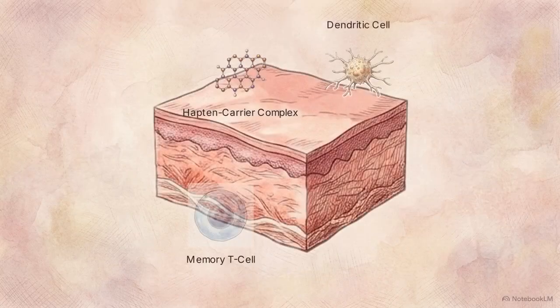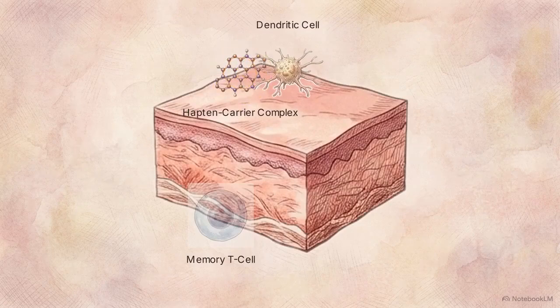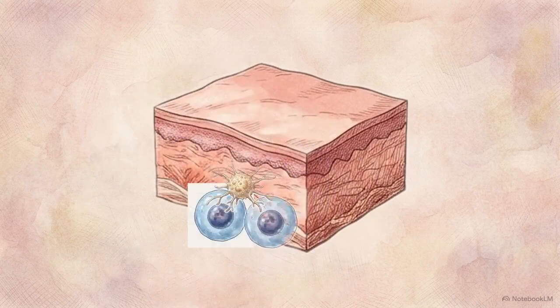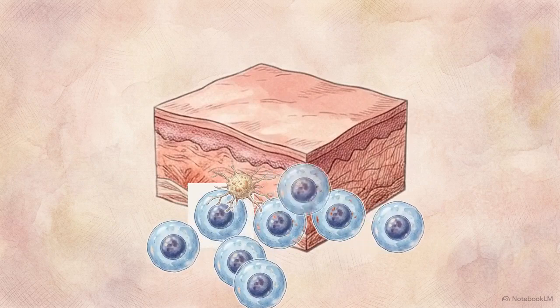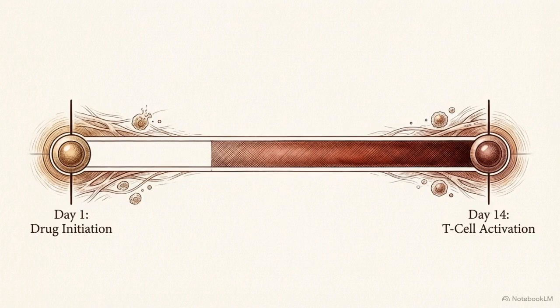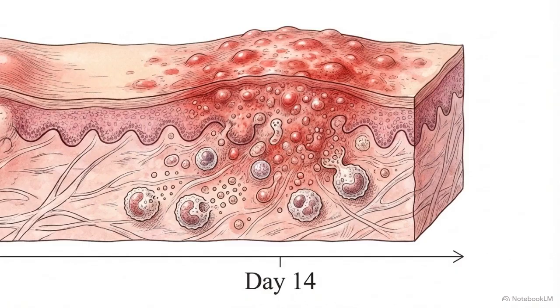A patrolling dendritic cell identifies this hybrid hapten carrier complex as a foreign invader, engulfing it and migrating deeper. It then presents the antigen to a memory T cell, transferring a signal that prompts the T cell to rapidly clone itself into thousands of active immune cells. This timeline graphic illustrates why these reactions are delayed. T cell proliferation is a biological process that takes time. The resulting tissue inflammation typically manifests as a maculopapular eruption 1 to 2 weeks after the patient starts the medication.